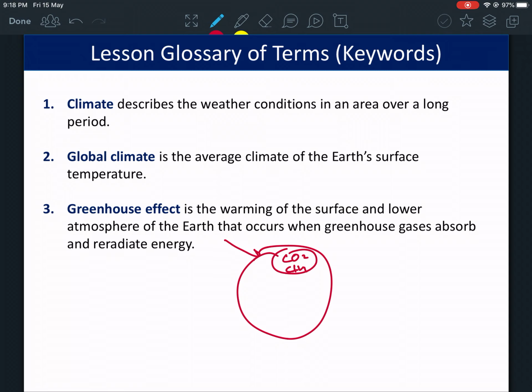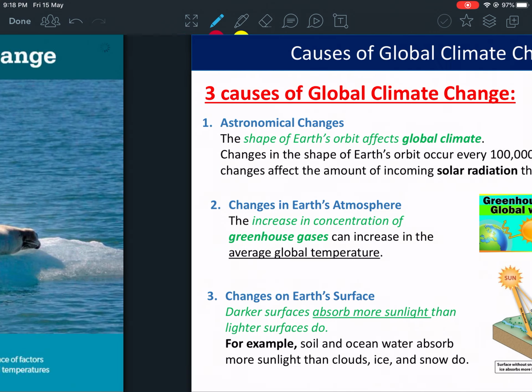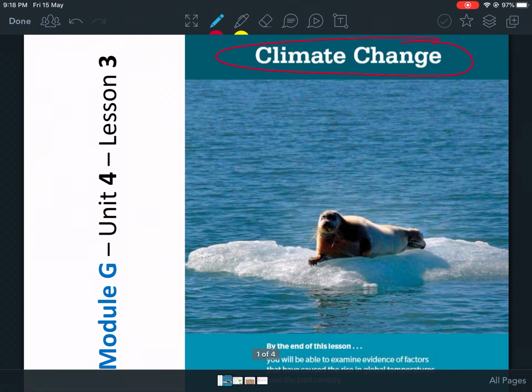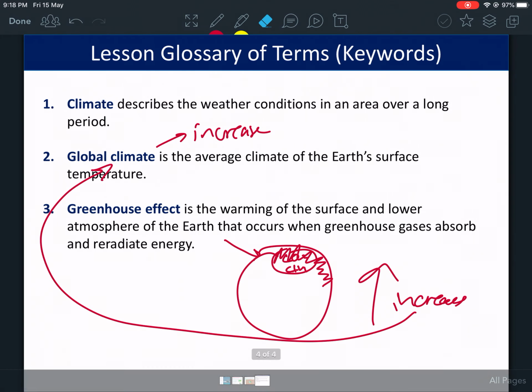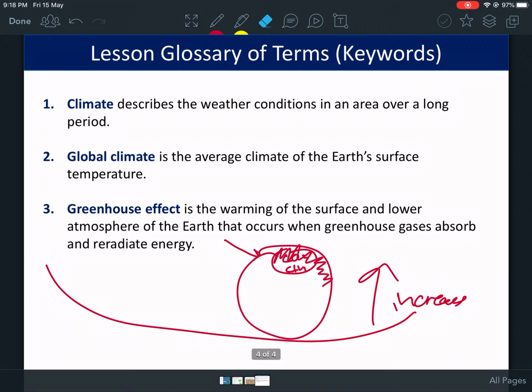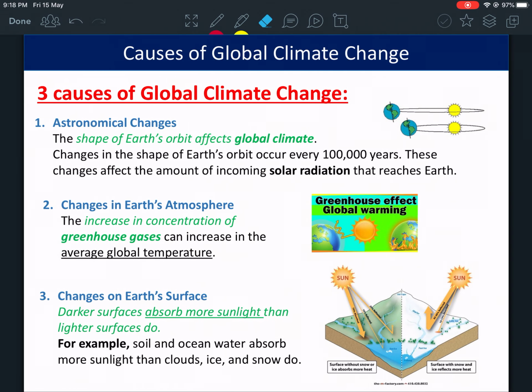What they do is, when the sun's rays come in, they trap the sun's heat inside the Earth, so the temperature increases, and this temperature increase causes the global climate to change, and this is what we mean by climate change, which is the title of the lesson. Climate is changing because the temperature is increasing because greenhouse gases are trapping more of the sun's heat. And now we're going to learn about the causes of climate change.